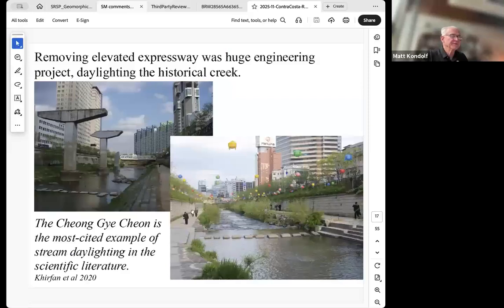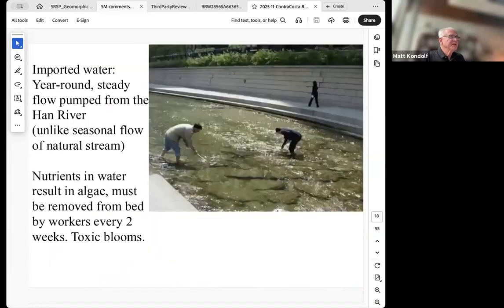And I have to say, from a social connectivity point of view, this is a fabulous success. I mean, people are down here all the time. They're enjoying it. Office workers have their lunch. People get married down here. It's a very important social space for the city, very successful. And it pretty much always looks like this, steady flow.